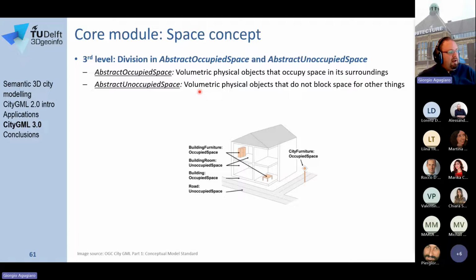And the last part is to define whether a space is occupied. For example, here you have a furniture piece, or on the street, a street sign, or it is unoccupied space. These are volumetric physical objects that do not block space for other things. We can see this as a possibility to model also the so-called voids. Think, for example, if you want to model within a building or within a room the distribution of temperature or distribution of humidity or whatever. Of course, you need to be able to associate a series of attributes to something which is a void. And this is now possible thanks to this specific concept.